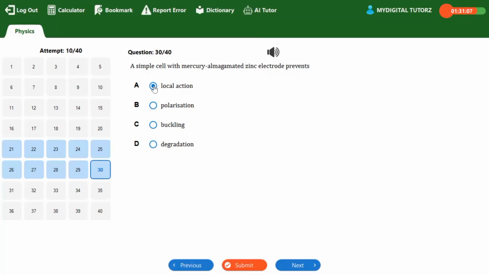Are we clear? Another defect of a simple cell is polarization, and this occurs as a result of hydrogen bubble formation on the electrode, precisely the copper plate. This can be prevented using what is known as a depolarizer, and the one mainly used is manganese IV oxide. Exactly, that is for polarization. Please take note of this. It can also come in the form of theory. The two defects are local action and polarization.